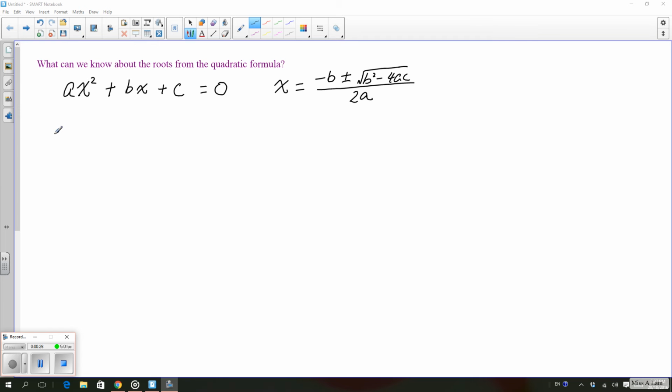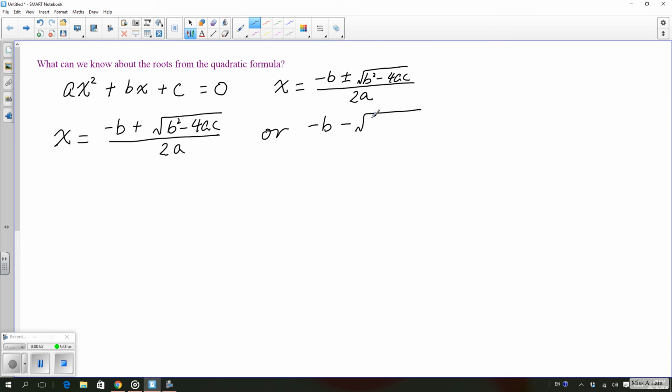assuming there will be two roots, this is 1, should be minus b plus square root b squared minus 4ac over 2a, or minus b minus square root of b squared minus 4ac over 2a.